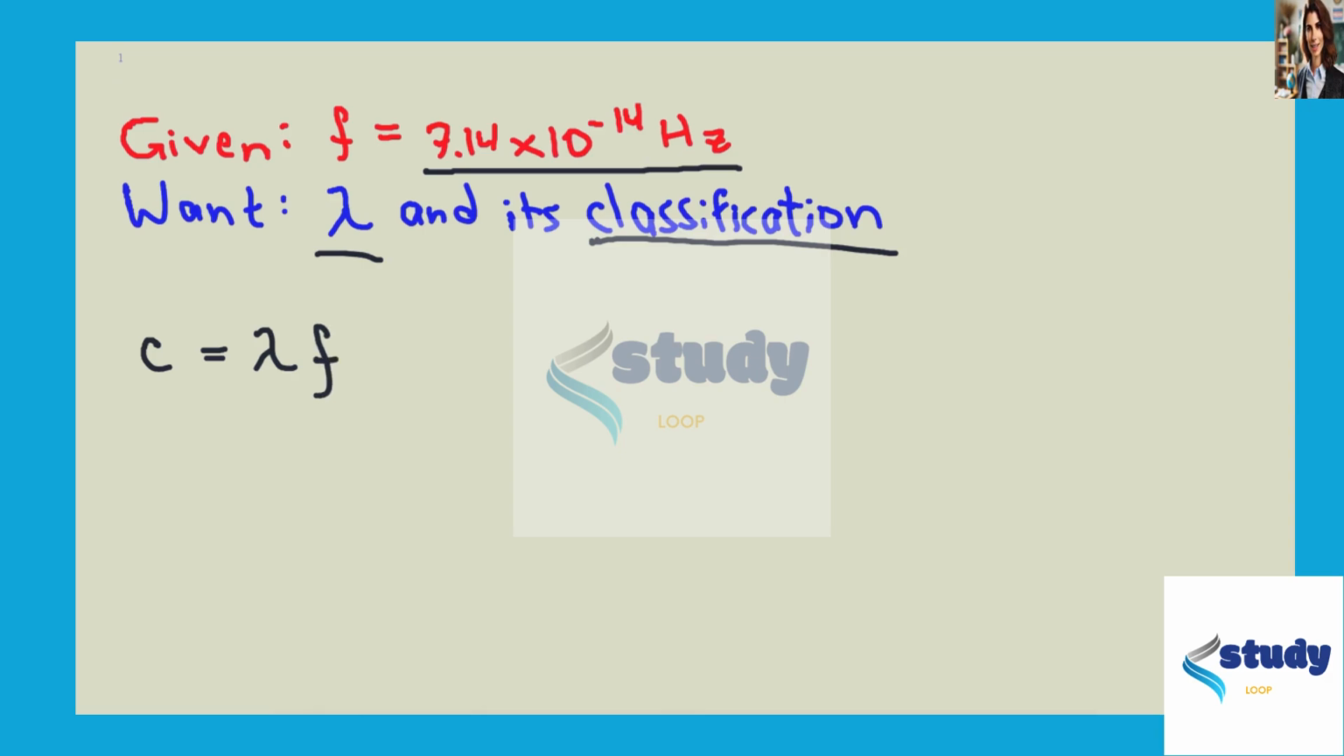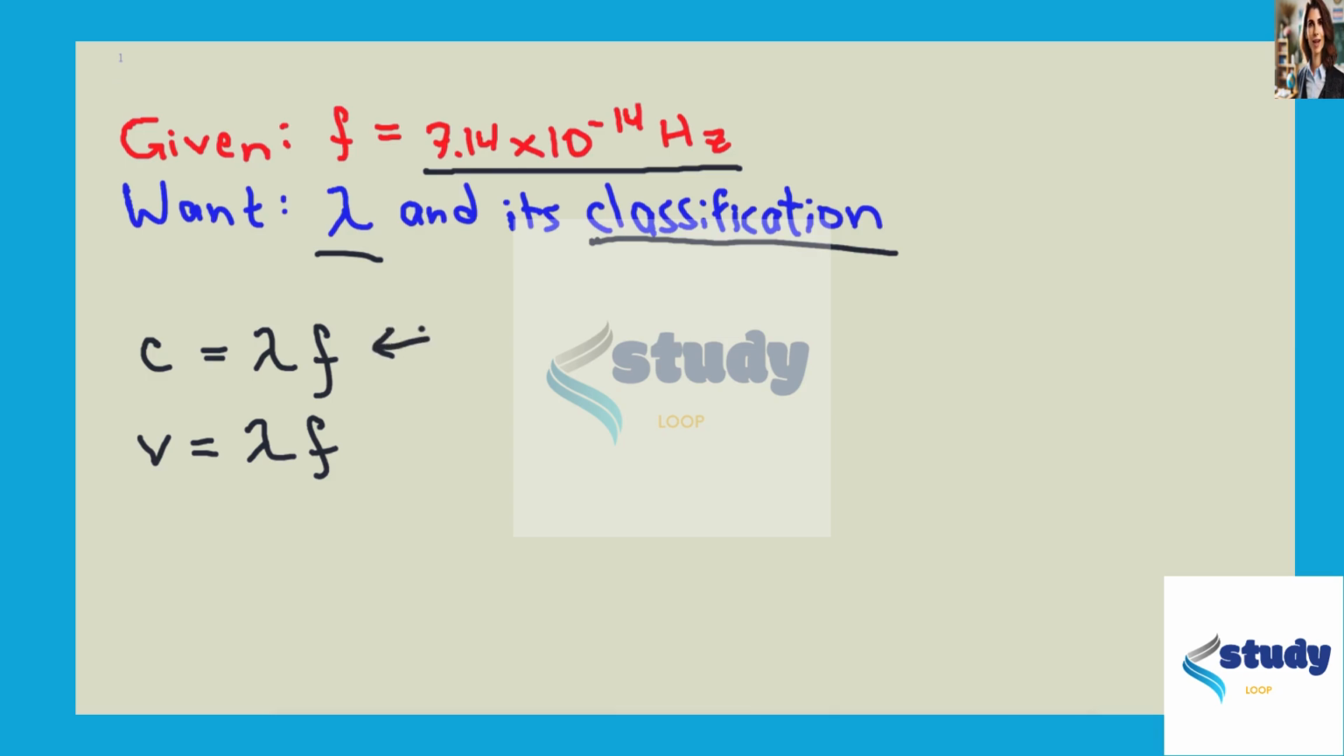f. In general, for any type of wave, we would say that the velocity of propagation is equal to its wavelength times its frequency. But in this case, because we're dealing with an electromagnetic wave, we know that it's traveling at speed of light c. So we plug that in rather than some other velocity.